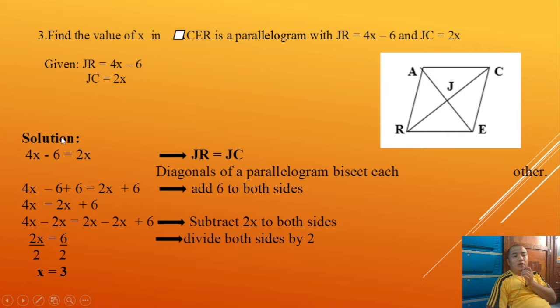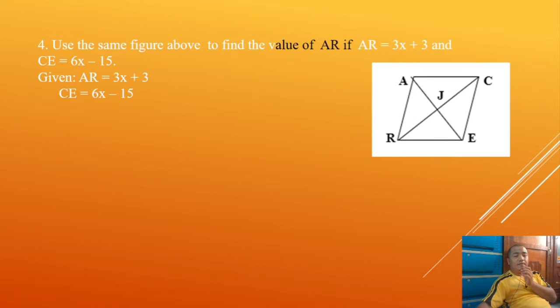Let us now solve for x. Transpose 2x to the left side of the equation: 4x minus 2x is 2x. Transpose negative 6, so positive 6, divided by 2 is 3. Therefore, the value of x is 3. What is now the measure of JC and JR? 4 times 3 is 12, 12 minus 6 is 6. 2 times 3 is 6. So JR and JC are both equal to 6.